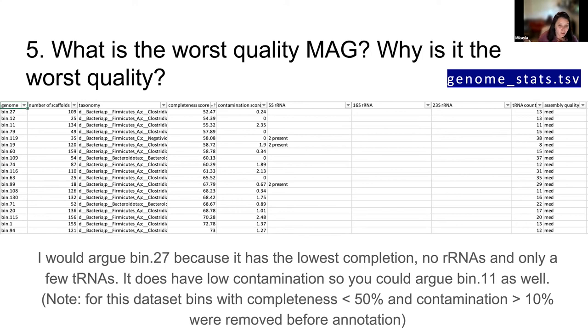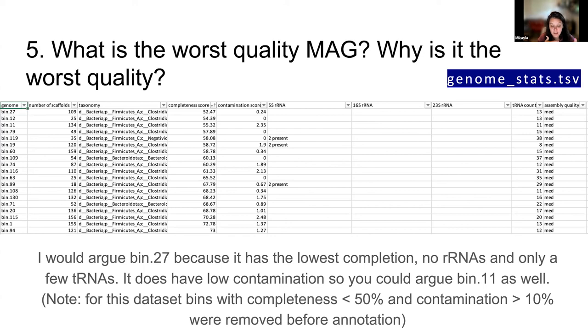What is the worst quality MAG and why is it the worst quality? This is up for interpretation, because there are several low quality ones. I would argue bin 27 because it has the lowest completion, no rRNAs, and only a few tRNAs. It does have low contamination, so you could argue bin 11 as well.